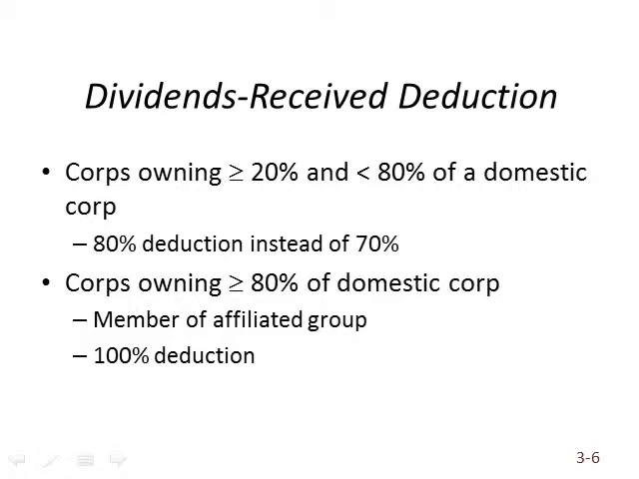So again, they're entitled to take 100% of the deduction if they own greater than or equal to 80% of the domestic corporation. And just keep in mind that these dividends received deductions are not eligible if the corporation paying the dividend is a foreign entity. And that makes sense if we think about the purpose of the deduction, and that's to prevent triple taxation. A foreign entity not subject to U.S. taxation wouldn't have been paying U.S. taxes on the dividends.